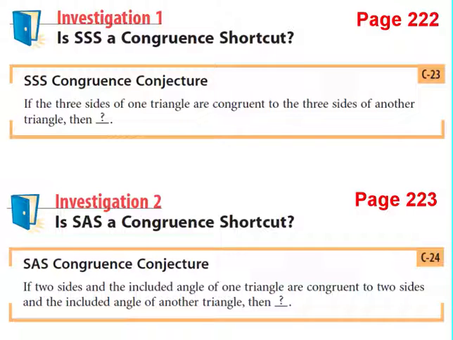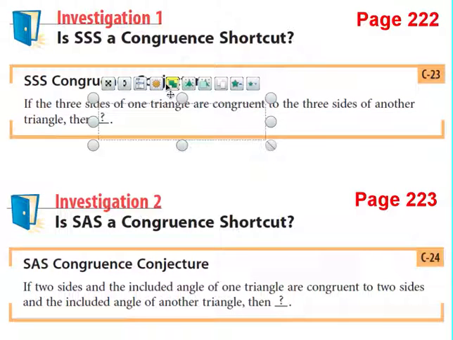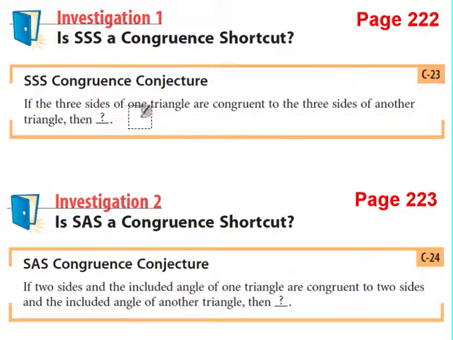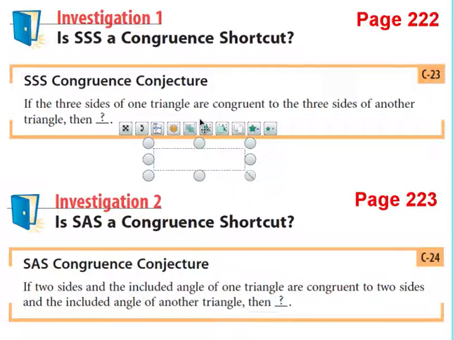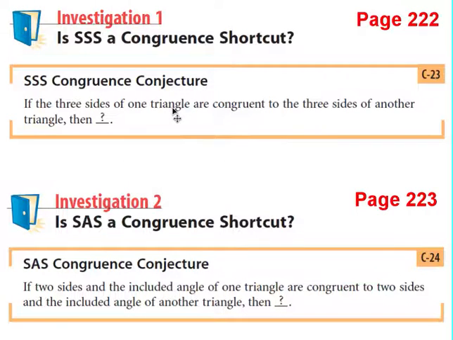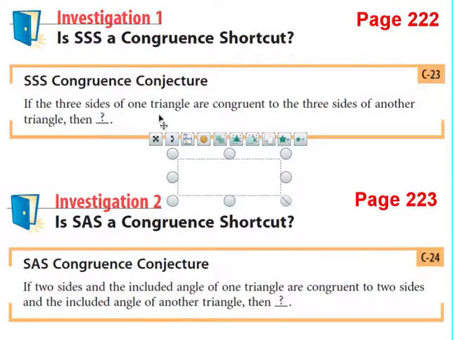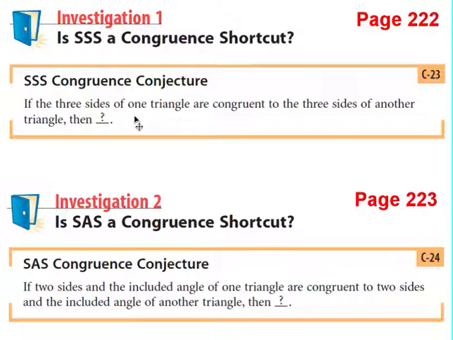If the three sides of one triangle are congruent to the three sides of another triangle, what happens? Then the triangles are congruent. Then the triangles will be congruent. For some reason, it's not showing up. We'll see if we can try it again. Well, I'll just write it in.